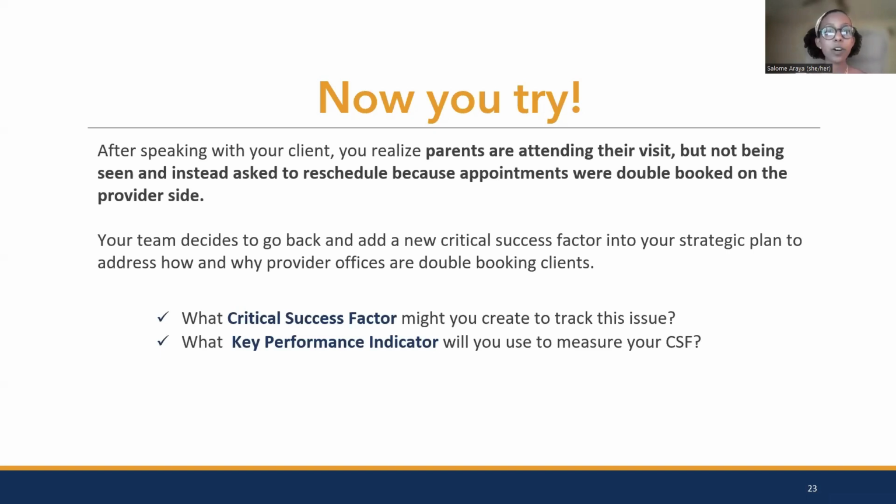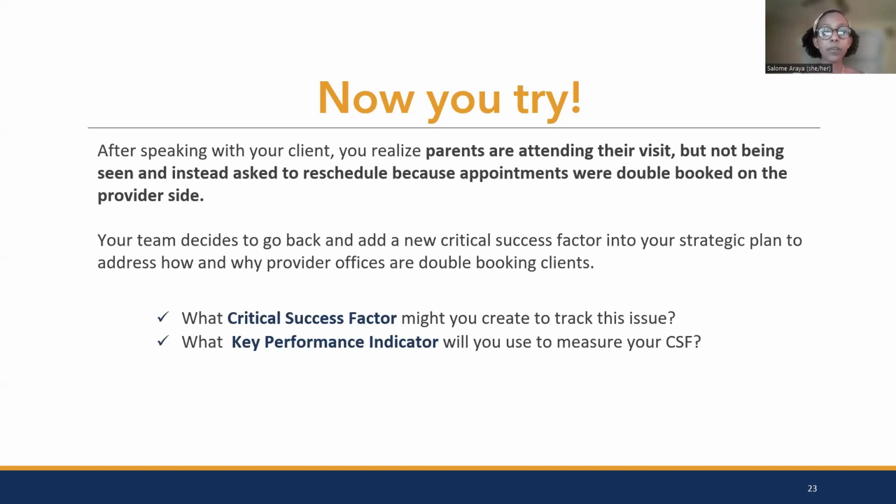And so we want you all to explore and build out your own critical success factor. The first question is, what critical success factor might you create to track this issue of double booking that's happening on the provider side? And then what key performance indicator will you use to measure your critical success factor? Using the chat, I'll give you all some time to build that out, but I just want to remind you that the critical success factor is the element you need in order for you to be successful, and your key performance indicator is the measure that you'll use to track your objective and your critical success factor.